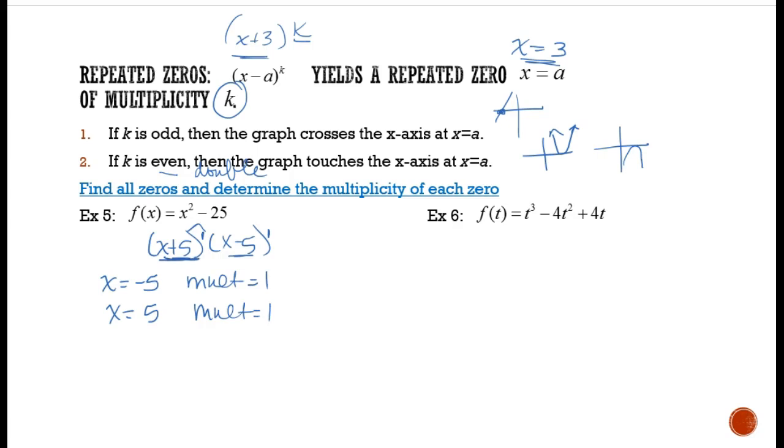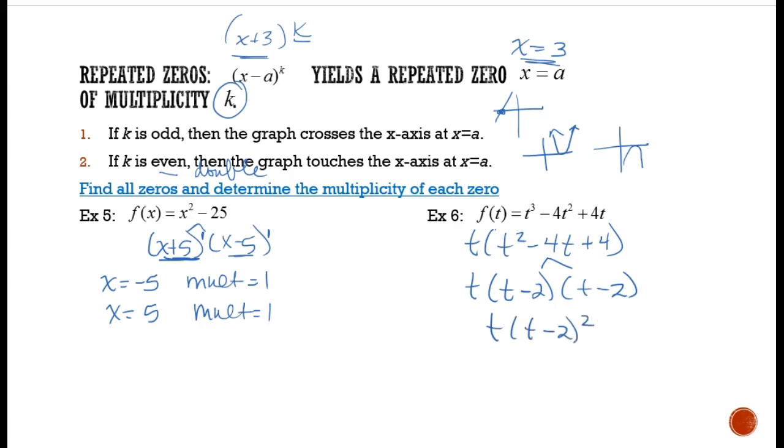On example 6, what should I do? Let's see, I should factor out a t first, and that gives me t squared minus 4t plus 4. I can keep factoring. I'll have t minus 2 times t minus 2, which is t times t minus 2 squared. So if I set these equal to 0, I have t equals 0, and I set this factor equal to 0. That gives me a t value of 2. So there's my two zeros, or roots.